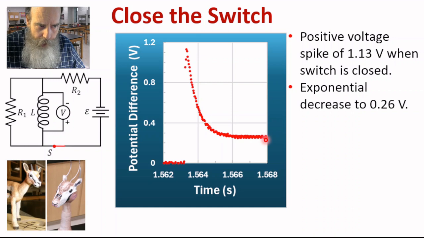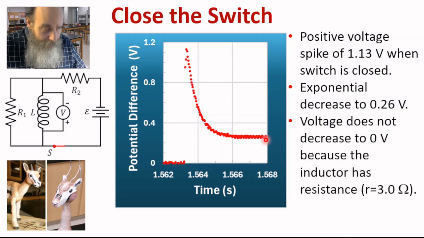Giselle, can you tell us why? Very good, Giselle. Yes, the voltage does not decrease to 0 volts because the inductor also has resistance. And when we were in the lab, we measured that resistance to be 3.0 ohms. Good answer.